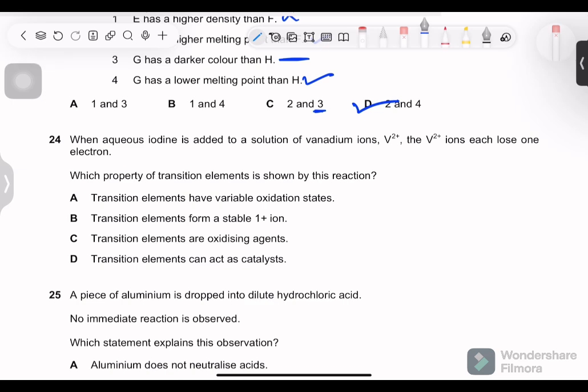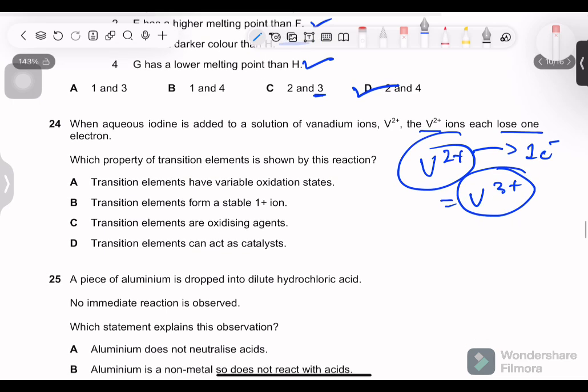When aqueous iodine is added to a solution of vanadium ions, V2 plus ions each lose one electron. Which property of transition elements is shown by this reaction? Okay, so the V2 plus ions each lose one electron. Wait, this was V2 plus and it further loses one electron, so it should be now V3 plus. So two different oxidation states are present, two different charges. So option A is correct. Transition elements have variable oxidation states.